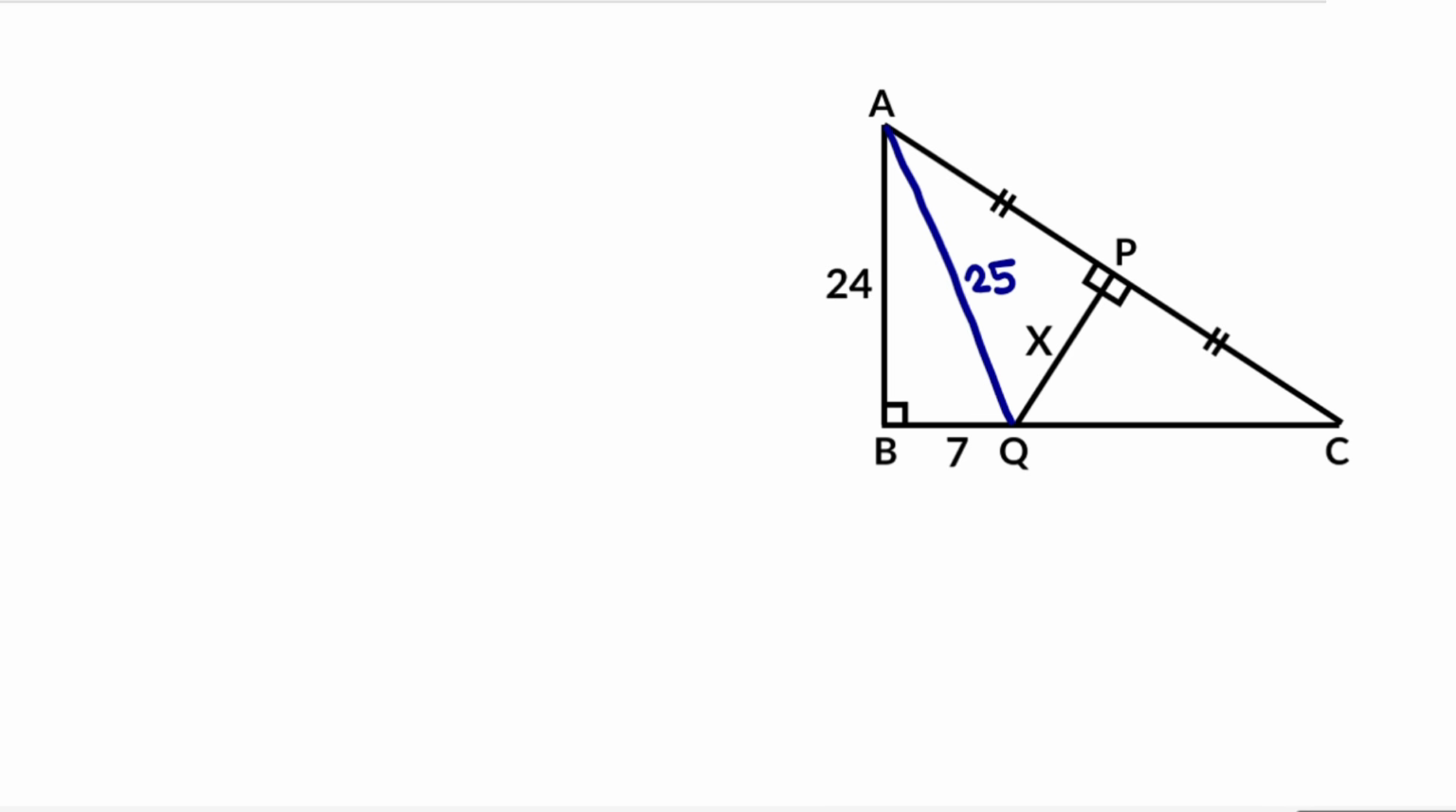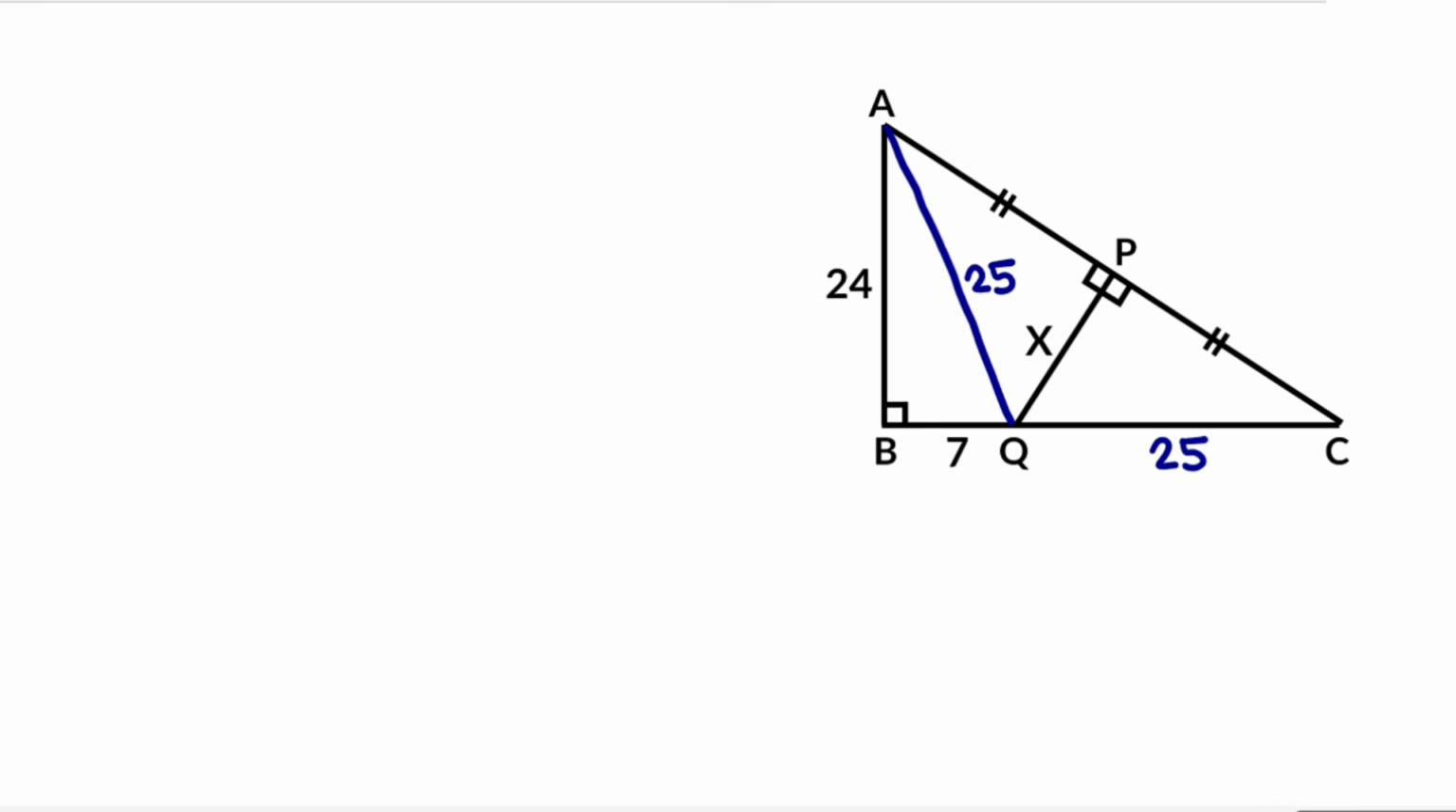Look at the 2 smaller right triangles along the hypotenuse, triangle APQ and triangle CPQ. They both have the same side, PQ. They both contain a right angle, and our crucial clue tells us that AP equals PC. So these 2 right triangles are congruent. In other words, they are exact mirror image twins. That means their hypotenuses must also be equal. So AQ equals CQ. And since AQ is 25, CQ must also be 25.